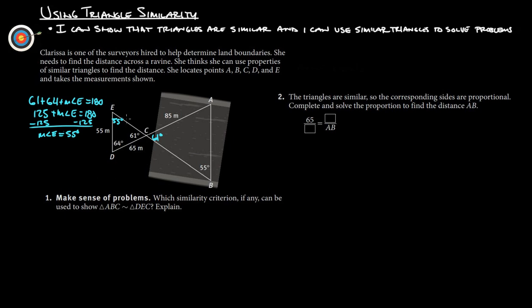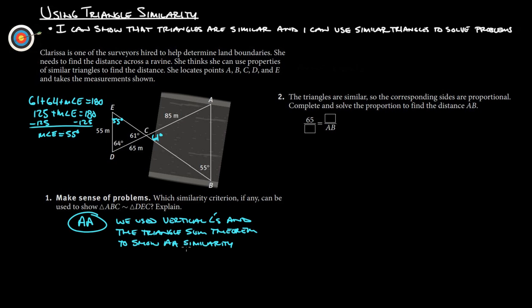So we know for sure, because we have two similar angles, we have, let's write it down here, which similarity criterion, if any, can be used to show that they are similar. We can use angle-angle. Okay, so we use vertical angles and the triangle sum theorem. All angles have to add up to 180 in a triangle to show that we have angle-angle similarity.